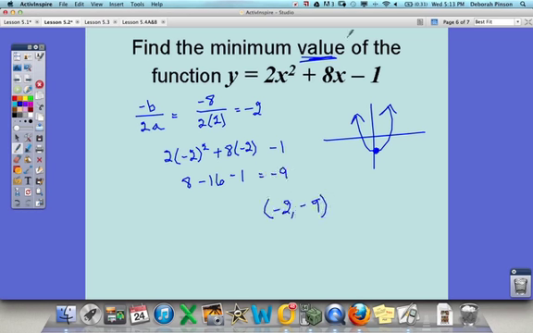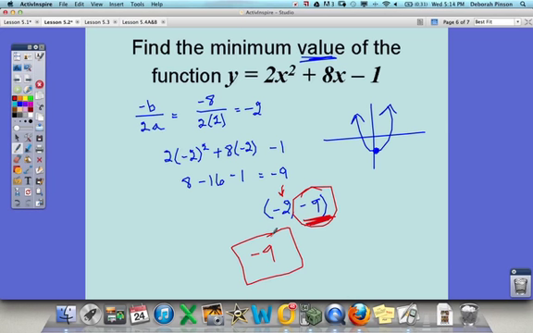Okay, now if they ask you where do you have a minimum, you've got a minimum at x equals negative 2. The value is your y value. It's how low you are here. So my minimum value is negative 9. Now you find it the same way we did before with the graphing: negative b over 2a, plug it back in, but you do want the y value on these.